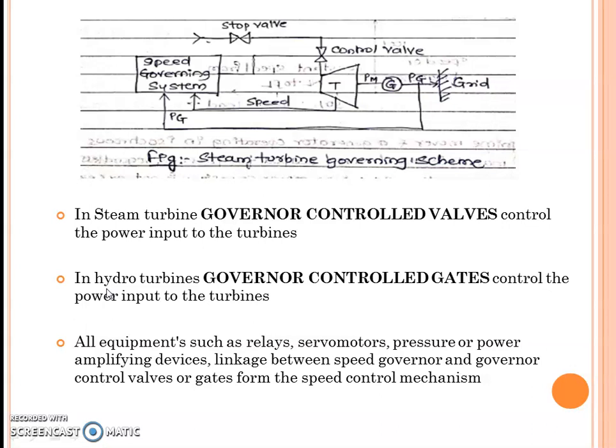But in the hydro turbines, we are having the governor controlled gates which are controlling the power input to the turbines. See the difference, governor controlled valves and the governor controlled gates. Here valves and gates are normally used to control the pressure of the steam or pressure of the hydro turbines with hydro system which is there in that particular operations.